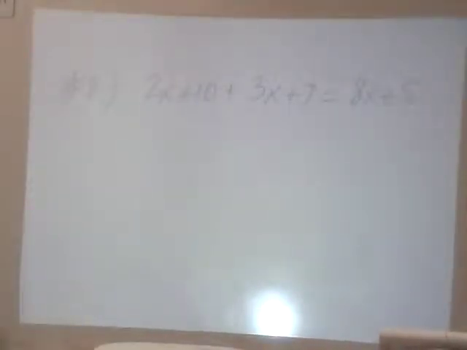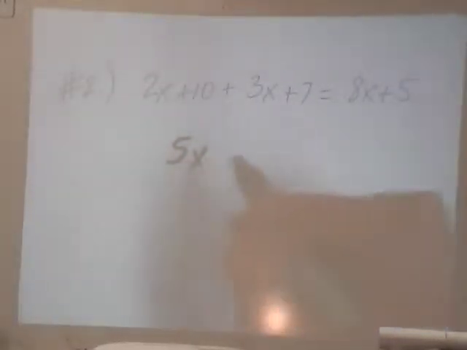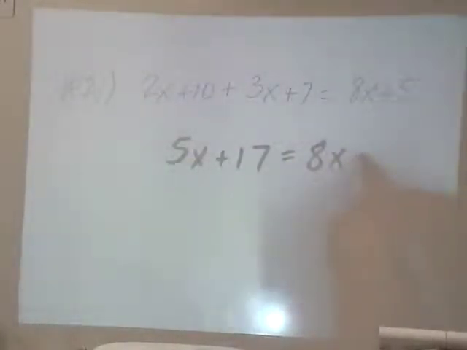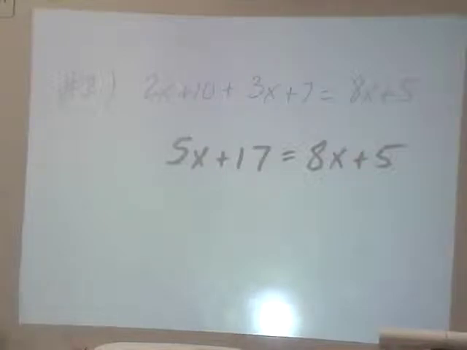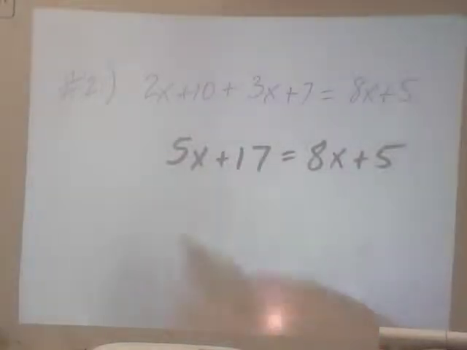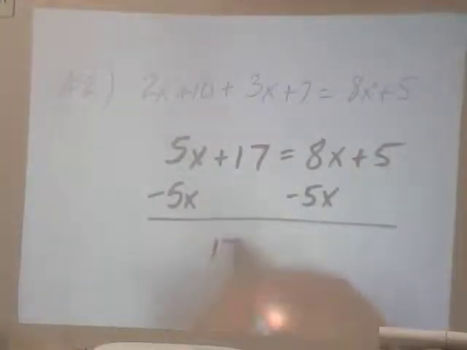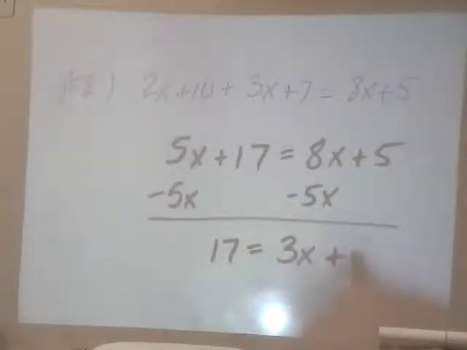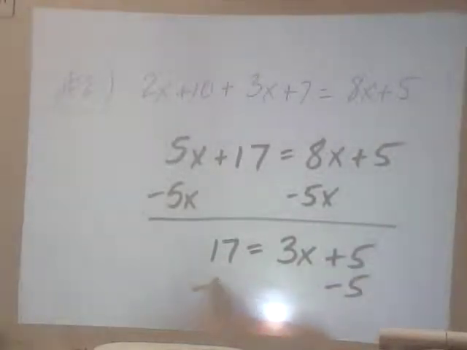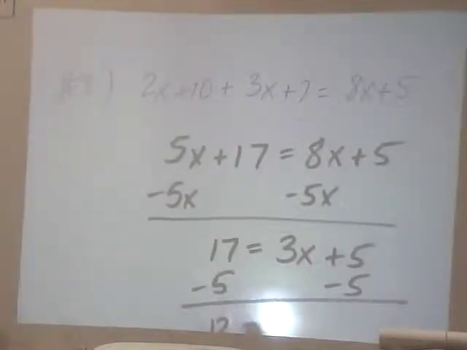Alright, so what can I do on the left-hand side? Combine like terms, so that'll give me 5x plus 17 equals 8x plus 5. Gotta get the x's together. Which one do you want to move? The 5x to the other side? So that's 17 is equal to 3x plus 5. Now what? Subtract the 5 over. So that gives us 12 is equal to 3x.